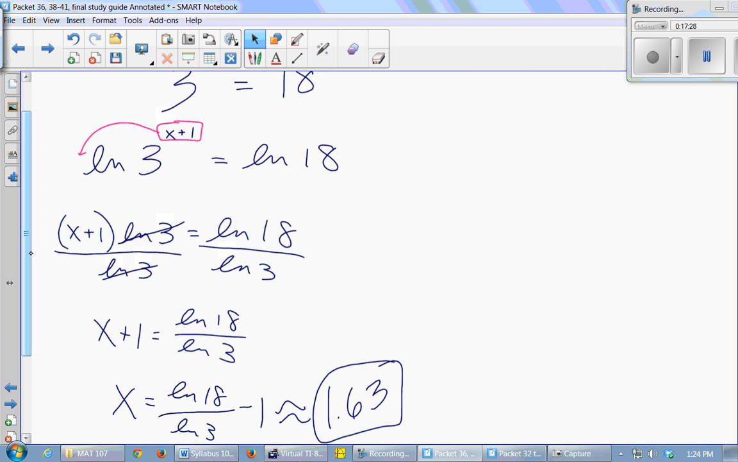So, questions there? How to solve exponential equations? Take the ln of both sides.